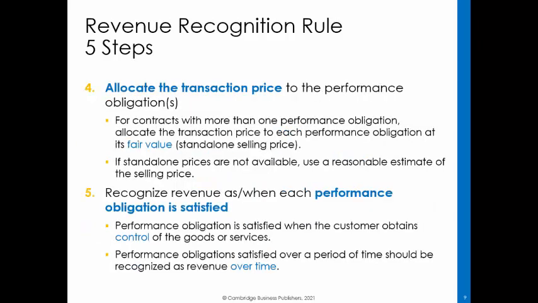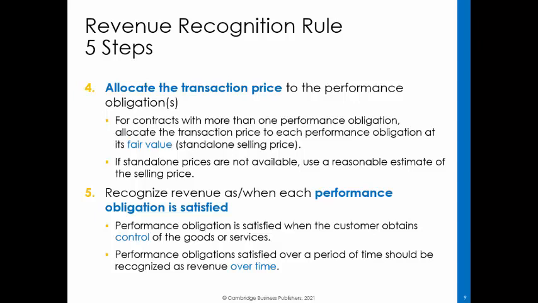The fourth step is to allocate the transaction price to the performance obligations. For contracts that have more than one performance obligation, the company must allocate the transaction price to each obligation at its fair value. That is, the standalone selling price of the distinct goods or services underlying each performance obligation. If published standalone prices are not available, the company must use a reasonable estimate of the selling price.